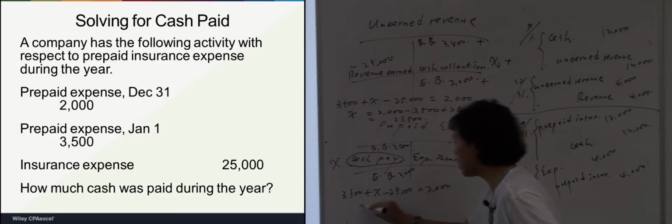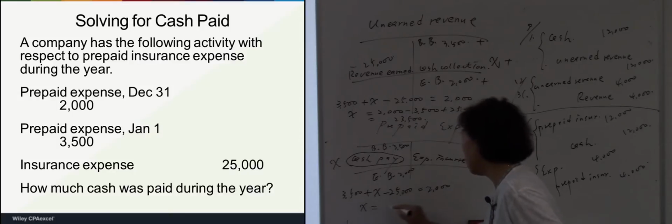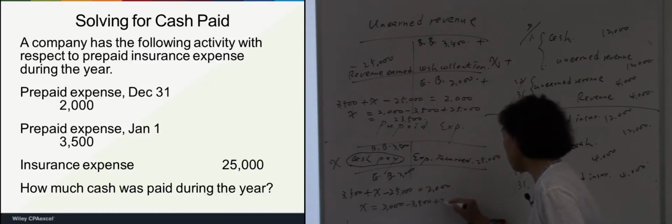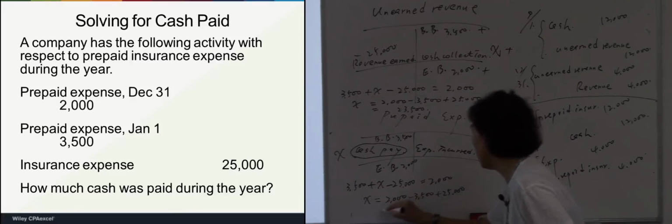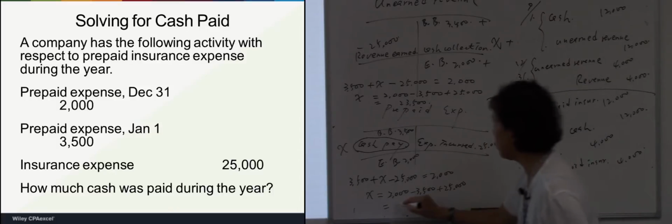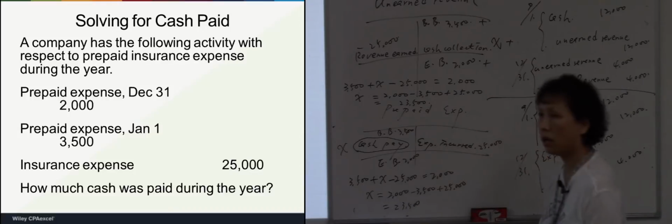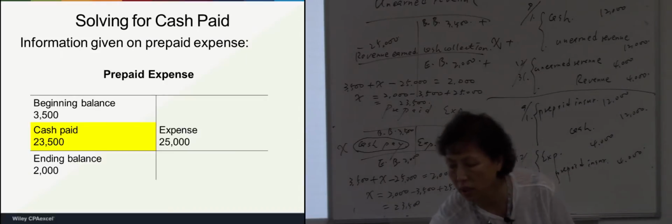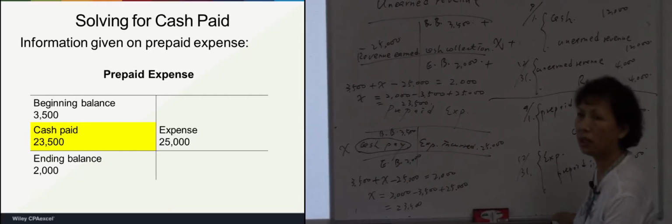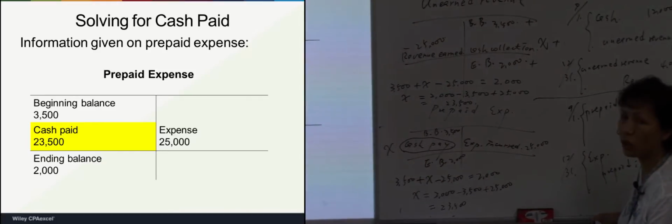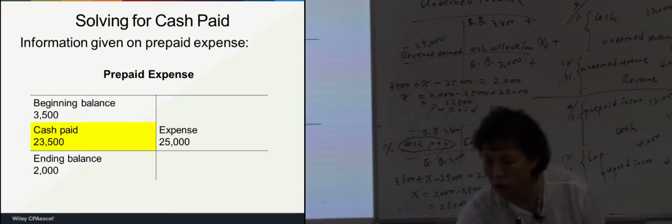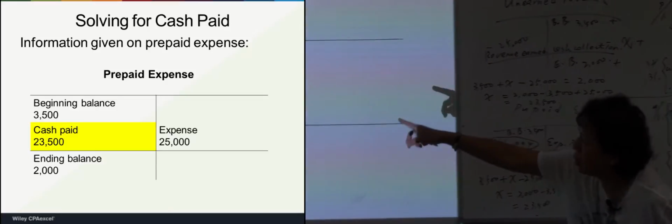And then we solve the equation to get X. So 2,000, and we move this to the other side, it becomes negative. We move this to the other side, it becomes positive. So do we have 23,500? Right? Okay. Let's see if we are doing it correctly. See? It's correct. Any questions? If not, we do another example about accounts payable.